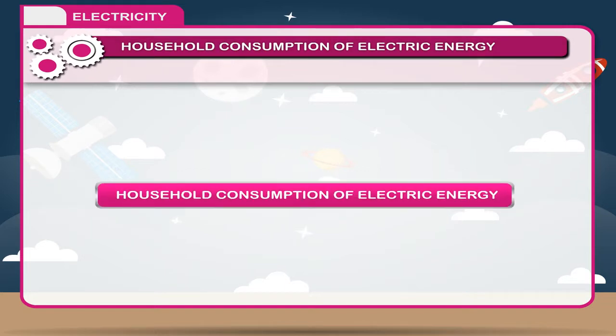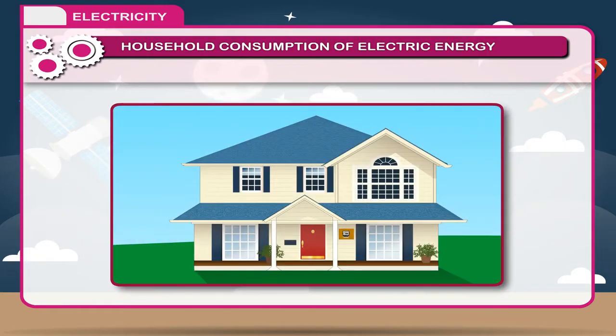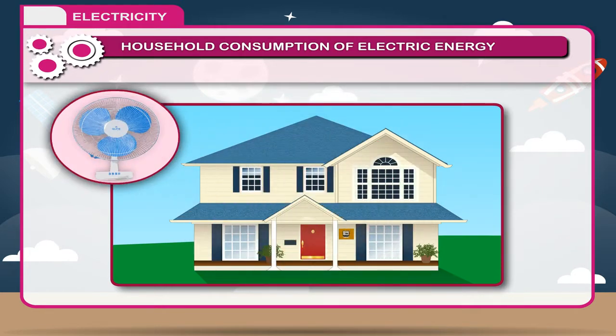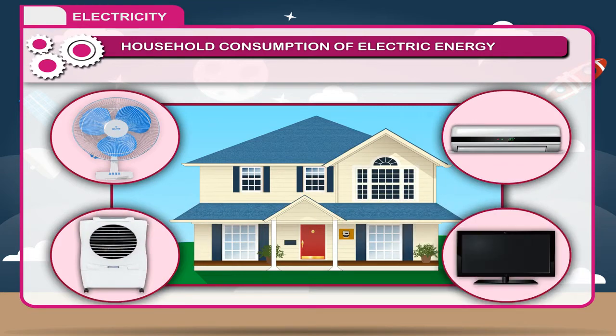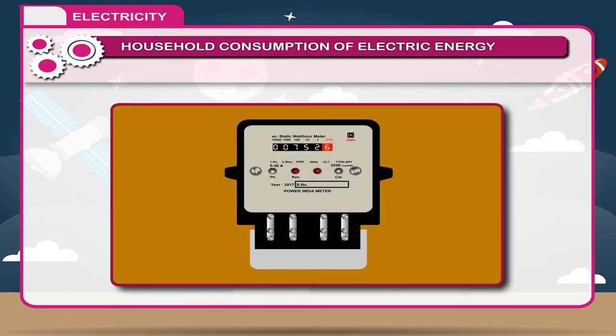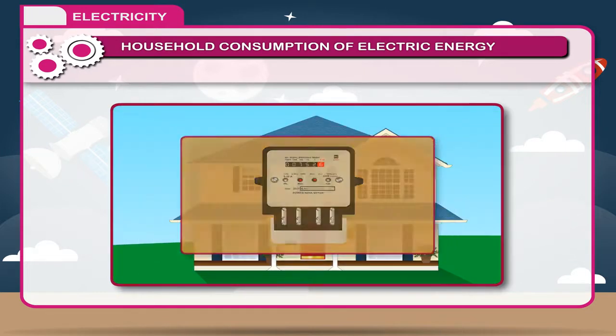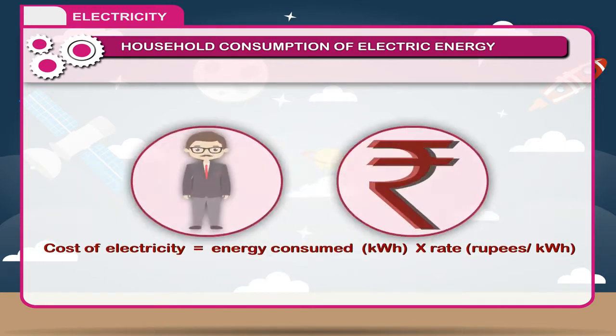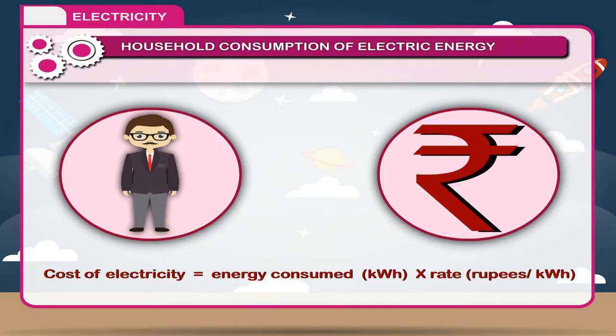Household consumption of electric energy. Every home using electricity has an electric meter which measures the amount of electric energy consumed by various appliances in that home over a given period of time. The electric meter is fixed at the mains board or just outside our house. The electric energy is sold in units of kilowatt-hour, kWh. Kilowatt-hour is the unit in which the consumer pays the cost of electric energy consumed.